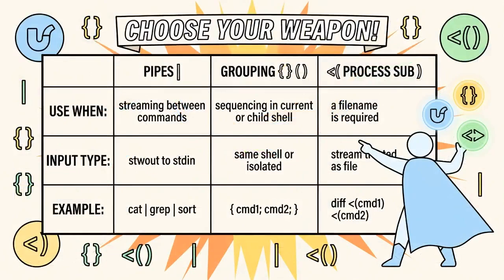So here is the cheat sheet. Use pipes when you want to stream data between commands. Use grouping with braces or subshells when you need to sequence commands in the same or a separate shell environment. And reach for process substitution whenever a program demands a file name, but all you have is a stream of data.